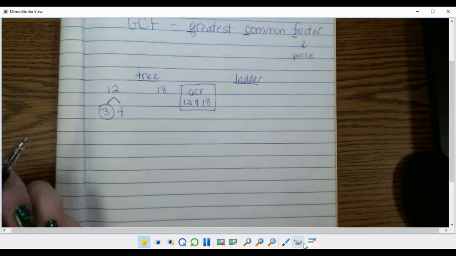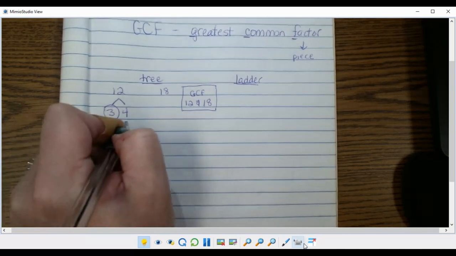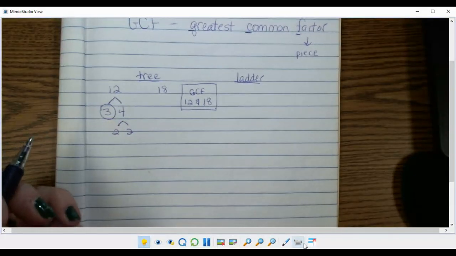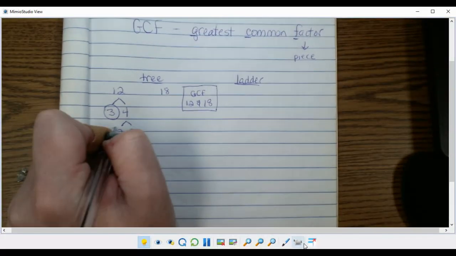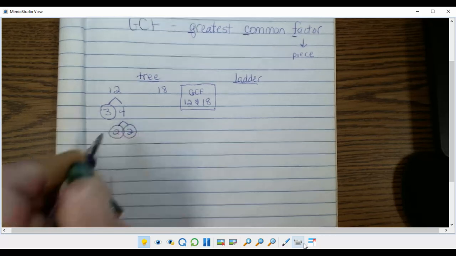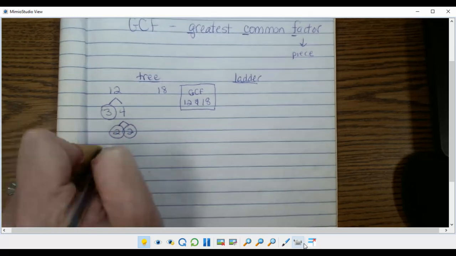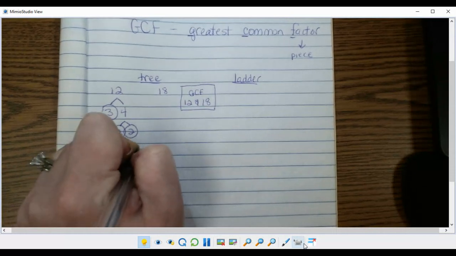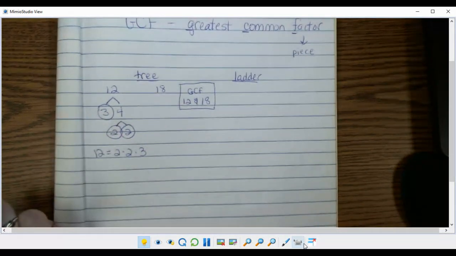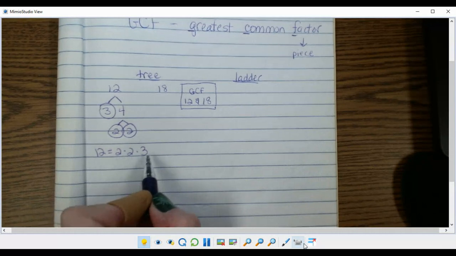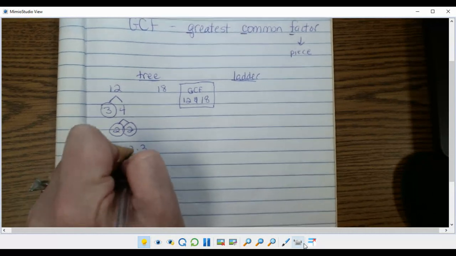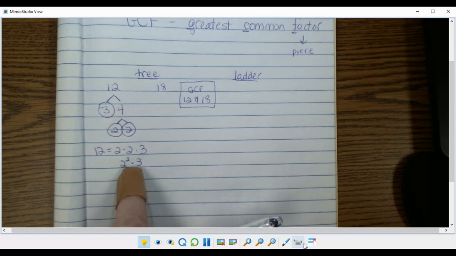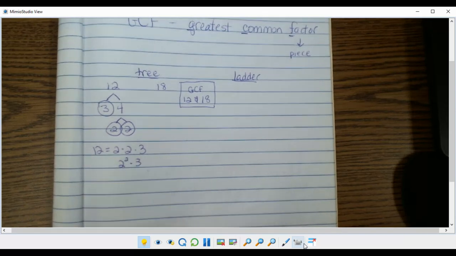Can 4 be broken down? Yeah, I can do 2 times 2. So I'll split it. Can the 2's be broken down? No, those are also prime. The only factors are 1 and 2. So my prime factorization for 12 is 2 times 2 times 3. Often we'll write them in order from least to greatest. You might even see it written with exponents. Because there are 2 of them here, I'll put a little tiny 2 above it.